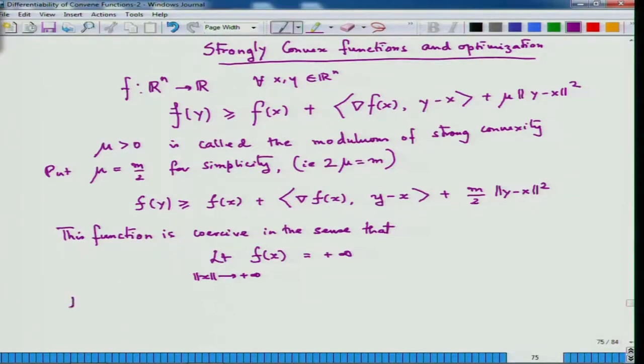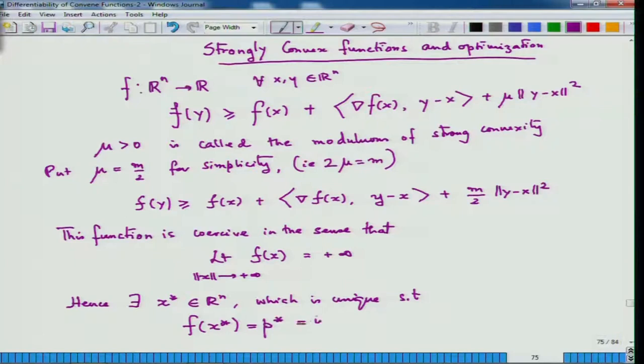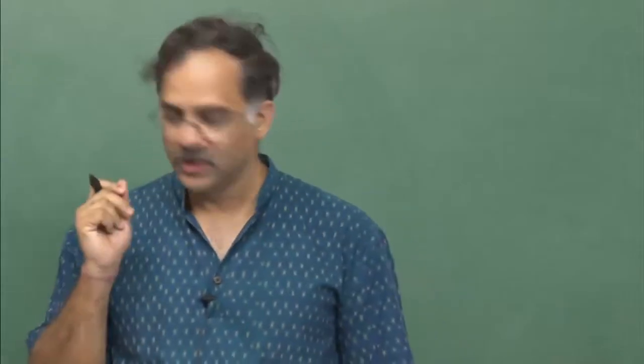Hence, there exists x star in Rn, which is unique, such that f of x star is equal to p star, which is the infimum value of f over Rn. So, whenever the function is coercive, there would always exist a minimizer. The uniqueness comes from the function being strongly convex.